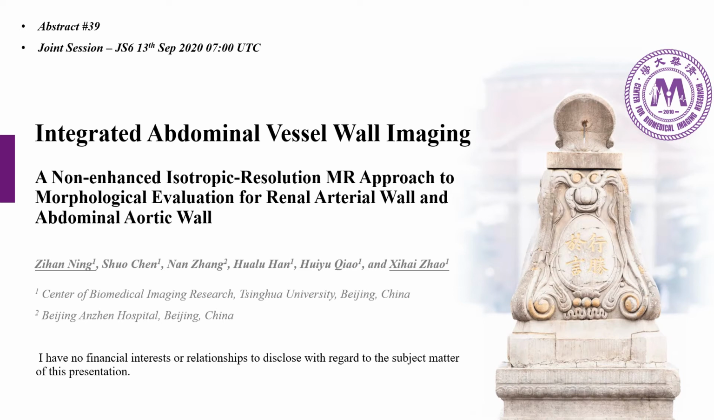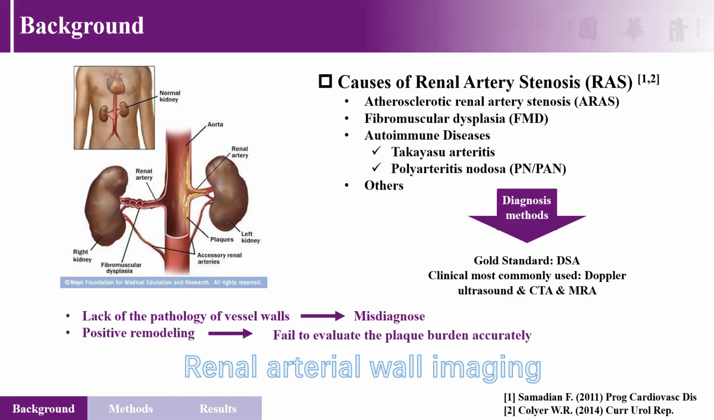The work that I would like to present is integrated abdominal vessel wall imaging, a non-enhanced isotropic resolution MR approach to morphological evaluation for renal arterial wall and abdominal aortic wall. Renal artery stenosis is a common renal disease process. It is mainly caused by the following three diseases: ARES, FMD, and autoimmune diseases such as Takayasu arteritis and polyarteritis nodosa.